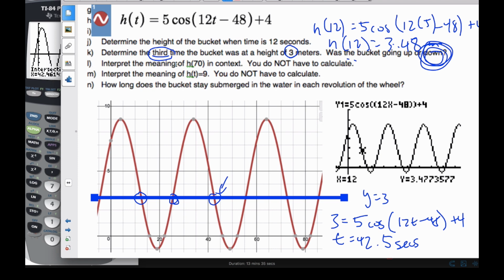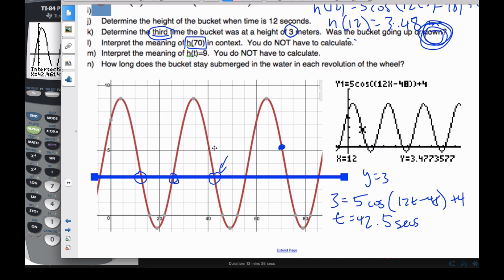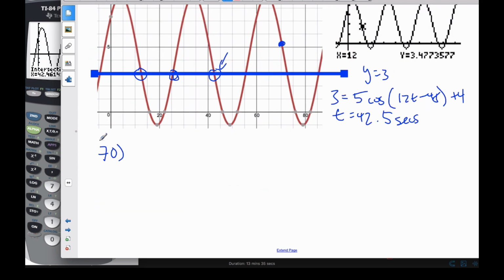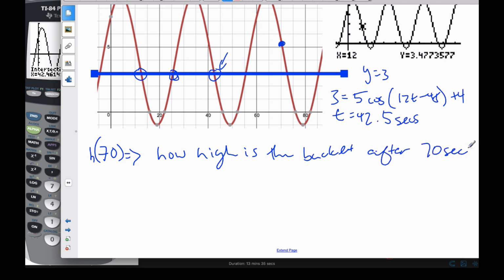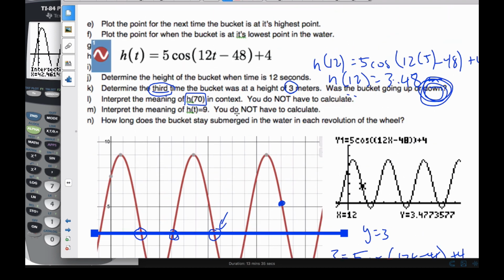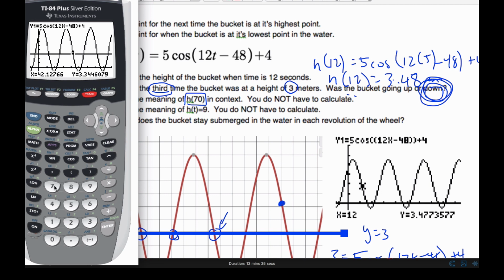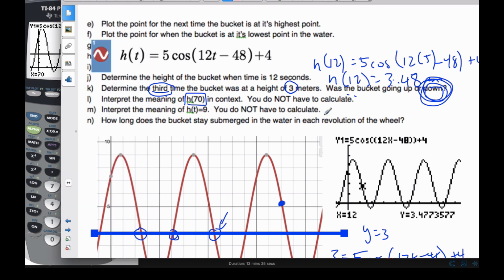Moving on now, it says interpret the value of h of 70 in this context. Well, what this means, if here's my time is 70, it's saying how high is the bucket when the time is 70 seconds. So h at 70 is asking how high is the bucket after 70 seconds. Okay, that's what that means. If I wanted to calculate, I can just put into my calculator, trace 70, and it tells me that I'm 5.5 meters above the water level.